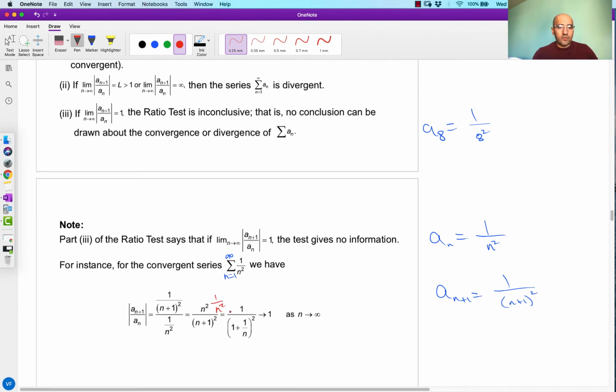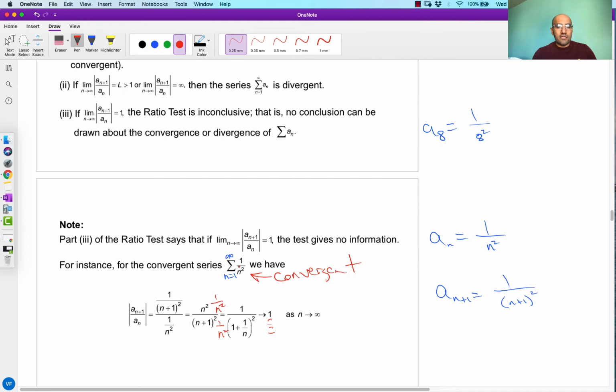1 over n squared gives you a 1 over n squared. Tuck it in there, and we end up with 1 over n inside here. So we get to this, and when we apply the limit, we see that it equals 1. This is a case where the ratio test leads to us being inconclusive, right? But we already know that this series is convergent. We've already worked with that.